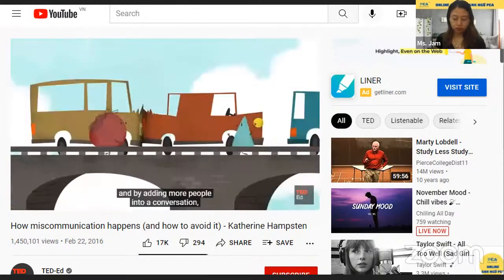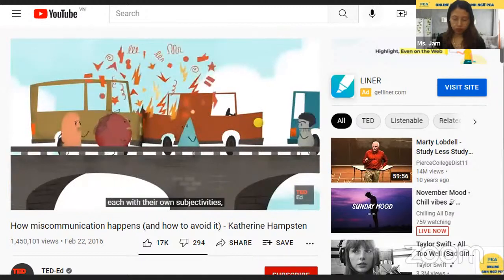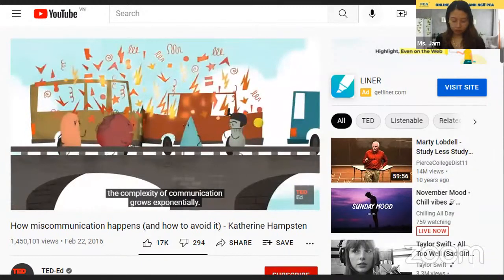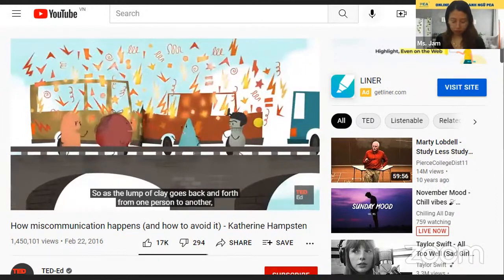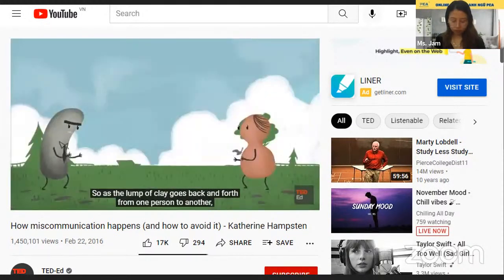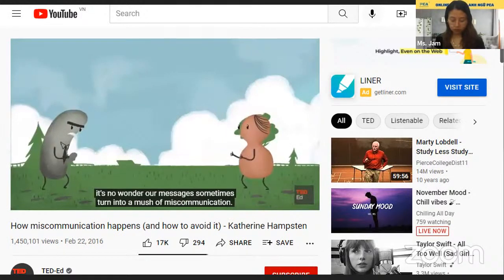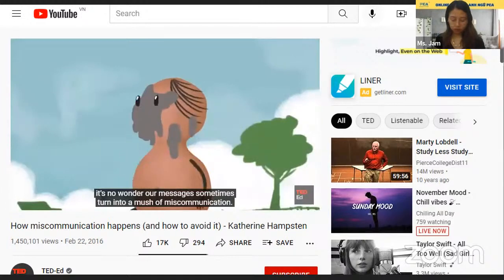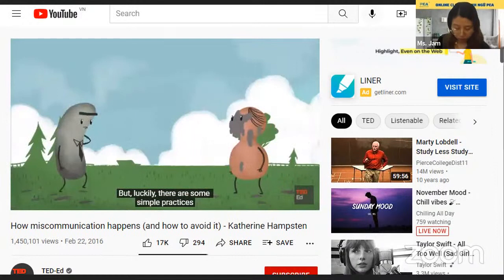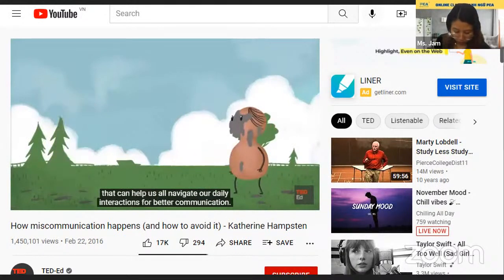And by adding more people into a conversation, each with their own subjectivities, the complexity of communication grows exponentially. So as the lump of clay goes back and forth from one person to another, reworked, reshaped, and always changing, it's no wonder our messages sometimes turn into a mush of miscommunication. But luckily, there are some simple practices that can help us all navigate our daily interactions for better communication.